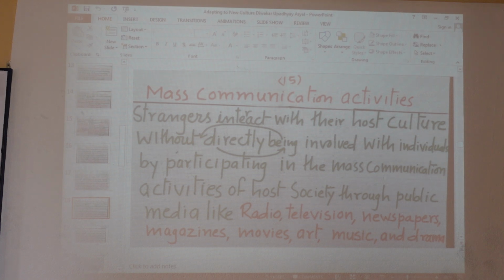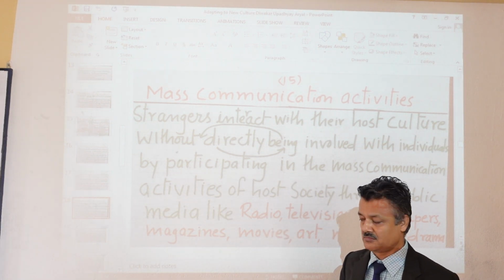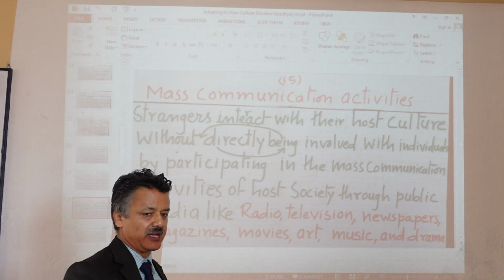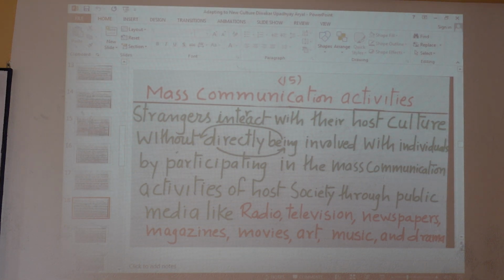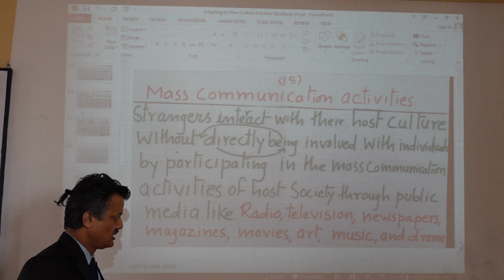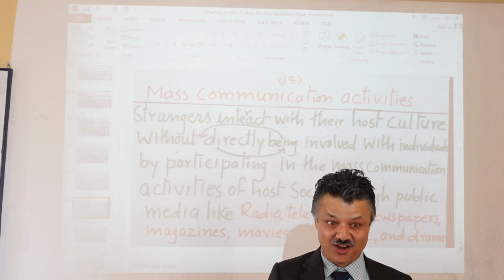Okay. You learn host communicative competence by face-to-face interaction. You learn the other culture through face-to-face interaction. Now, you also learn host communication competence through mass media like radio, like television. Say with me, radio, television, newspaper, magazine, movie, art, music, drama. That's how you learn culture, right?